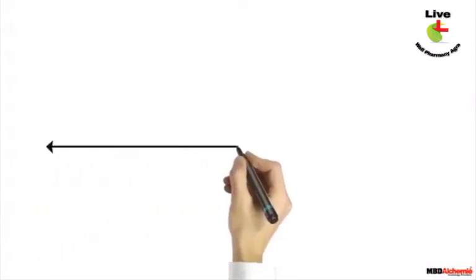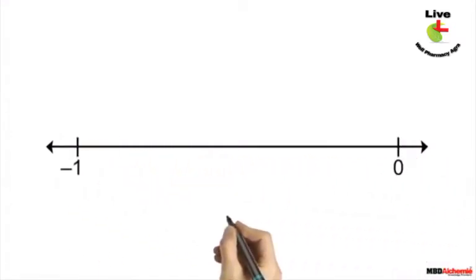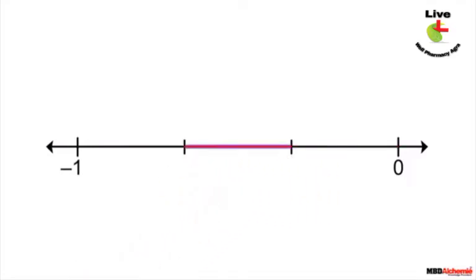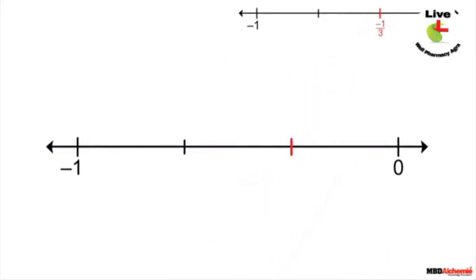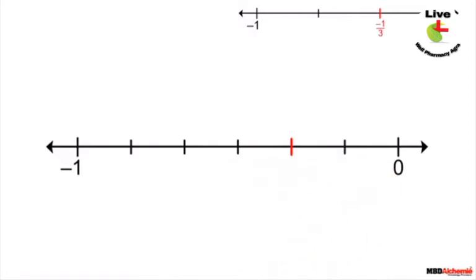Now consider another rational number, minus 1 upon 3. To represent minus 1 upon 3, we have divided the length between 0 and minus 1 into 3 equal parts. Here, the red mark represents minus 1 upon 3. If we further divide each of these 3 lengths into 2 equal parts, then the red mark represents minus 2 upon 6.